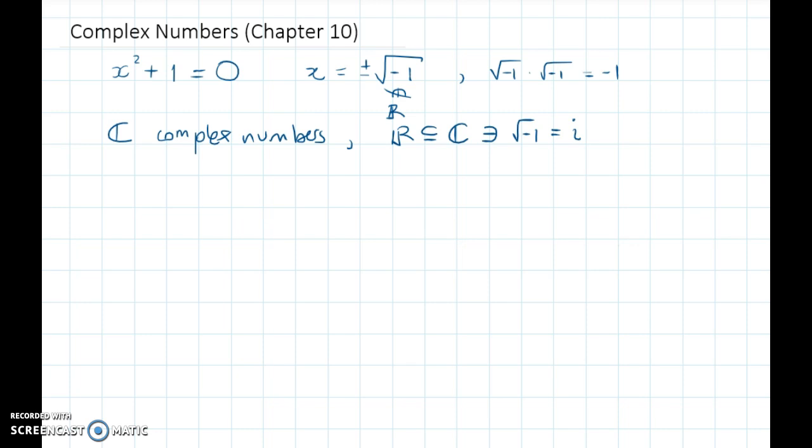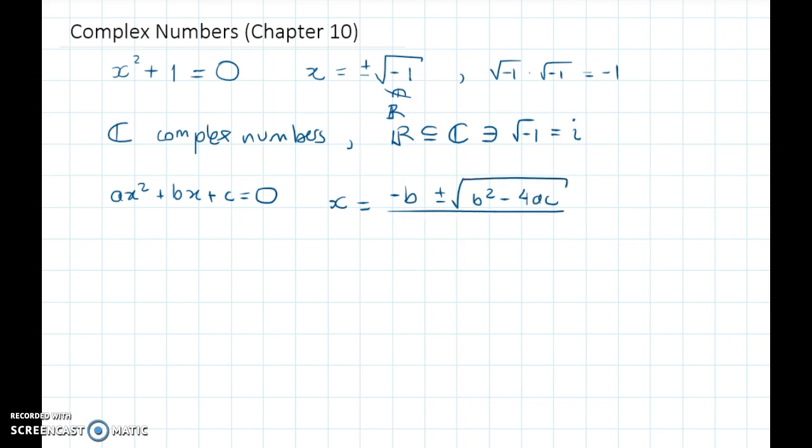Now, let's say that more in general, we are trying to solve any quadratic equation, ax squared plus bx plus c is equal to 0. We have a formula to solve this, the quadratic formula. So we know that the solutions are given by minus b plus or minus the square root of b squared minus 4ac, all of that under the square root, and then all of this divided by 2a.